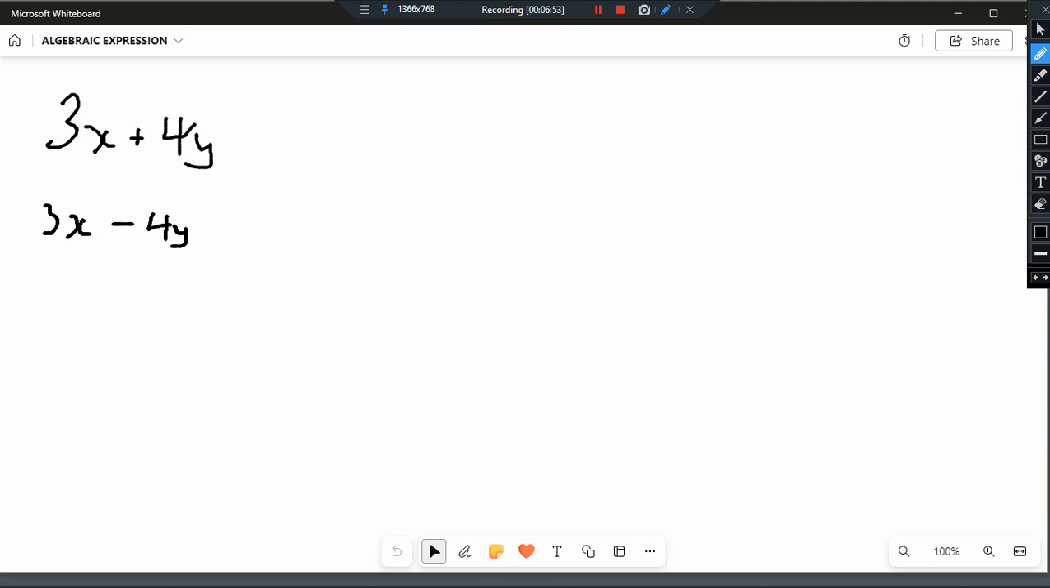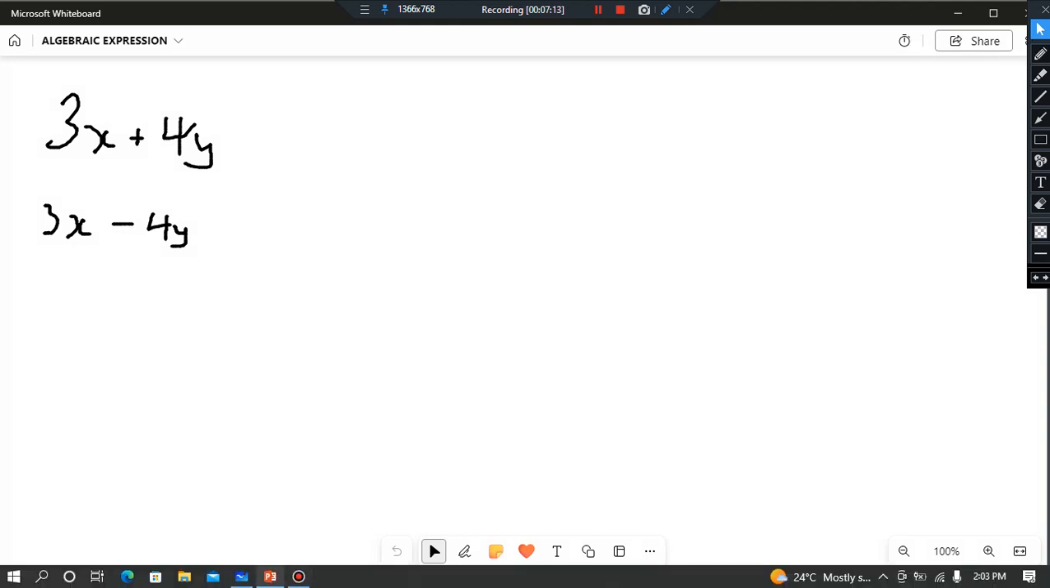Here too there are 2 terms. The only difference between this and this is the sign. Here there is a negative sign, there is a positive sign here. So we can talk of 3x and minus 4y, which are the different terms over here. Alright, so that is the little explanation to terms.